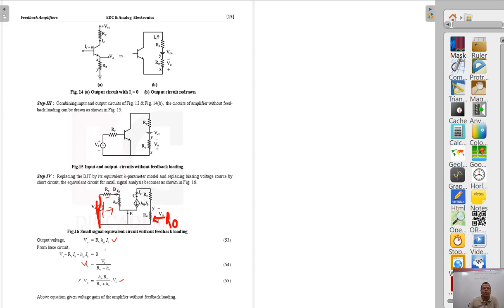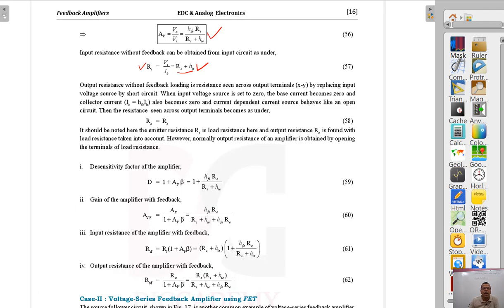So when you put the input source equal to 0, the base current becomes 0, because there is no voltage source here. When base current is 0, this current HFE into IB becomes 0. So when current becomes 0, that is an open circuit. So this will behave like an open circuit, and when this is opened here, the resistance seen from this side will be equal to this resistance only, that is Re. I hope the funda is clear. I have written that here, and this is your output resistance without feedback loading.